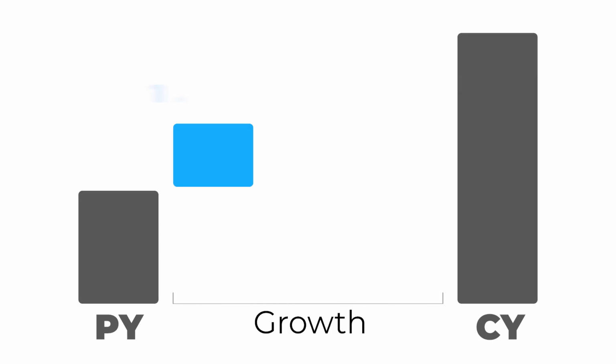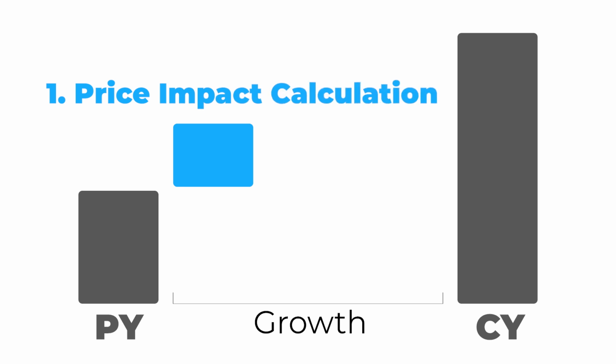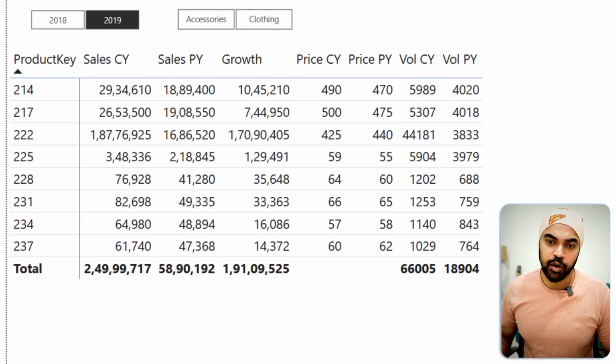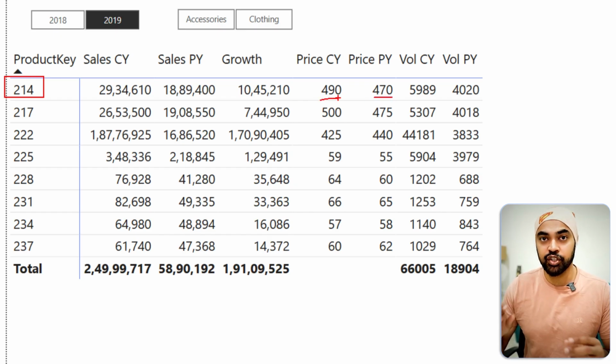Now comes our first calculation, which is price impact. That means how much did we make extra just because we changed the price. So if you take a look at the first product, which is 214, you're going to see that we changed the price by 20 bucks. So last year price was 470. The current year price is 490. So the price change has been 20.